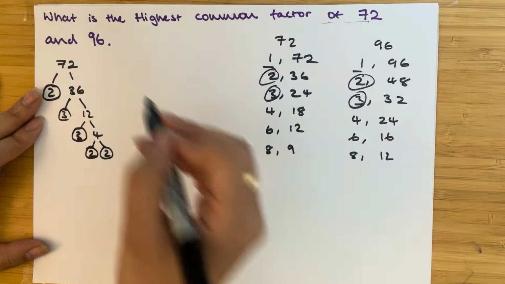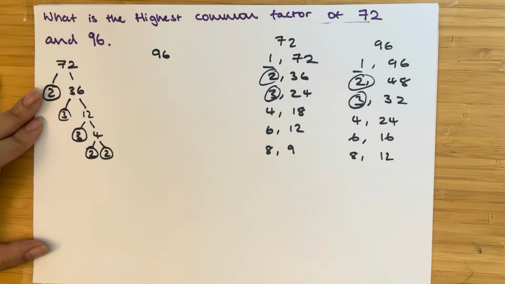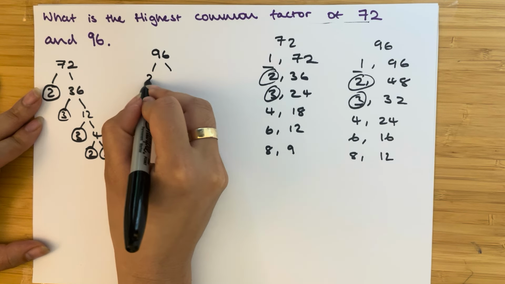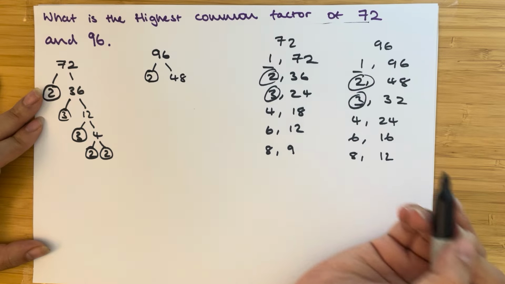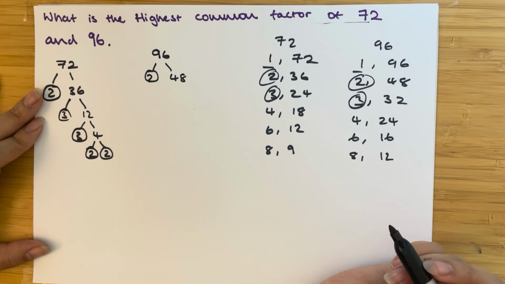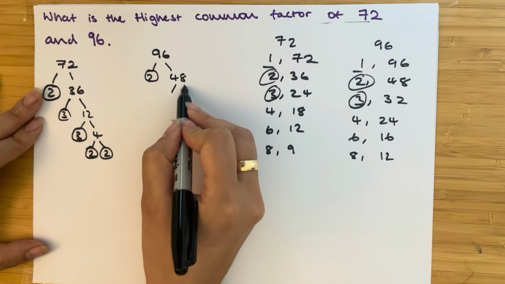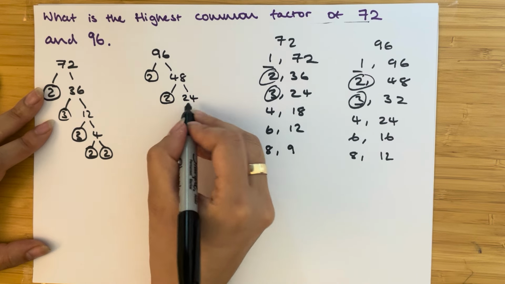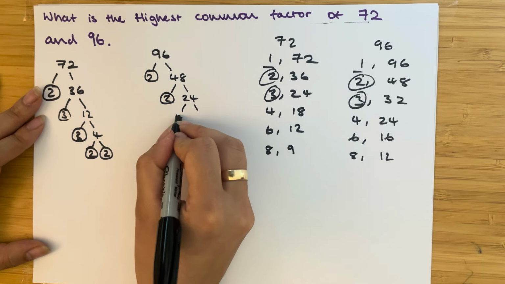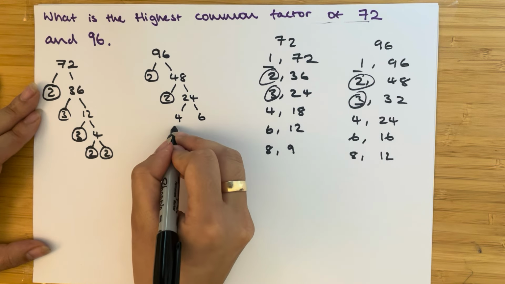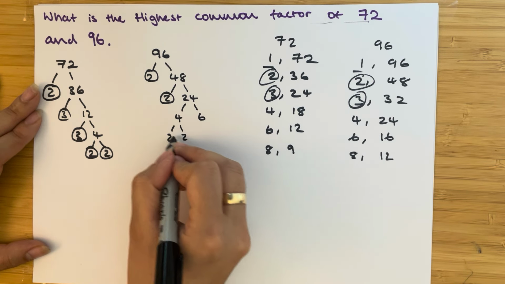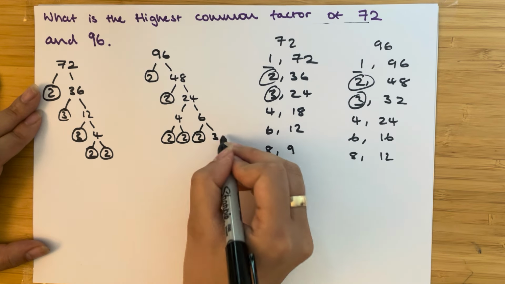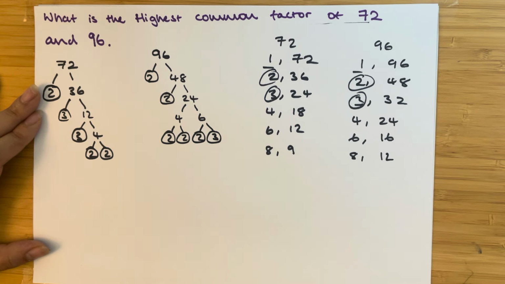Okay, and then I do the same for 96. So 96 is made up of 2 and 48. And 48 is made up of 2 and 24. And then I can split 24 into 4 and 6. And 4 is made up of 2 and 2, as we've seen. Each prime, and 6 is made up of 2 times 3.